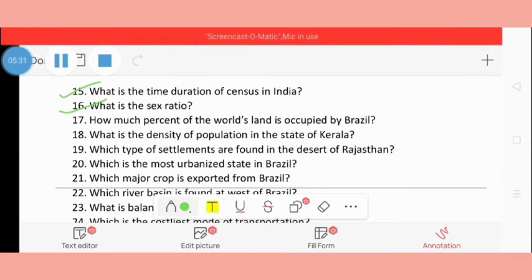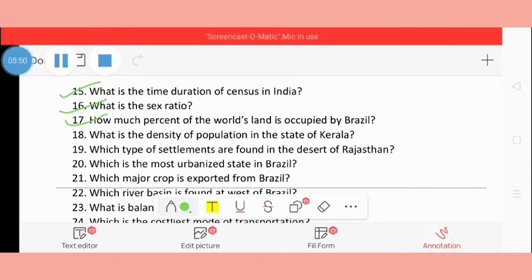17th question. How much percent of the world's land is occupied by Brazil? 5.6% of the world's land is occupied by Brazil.